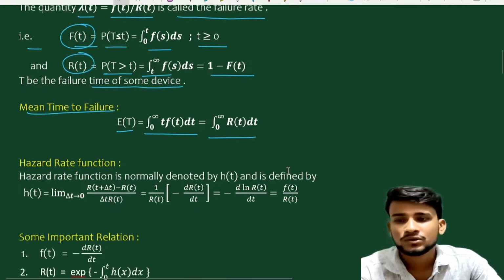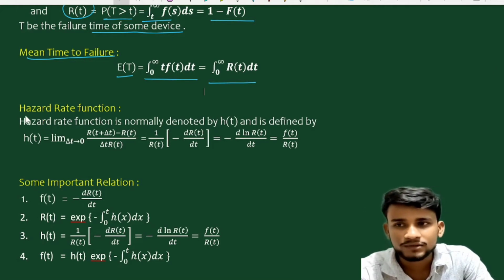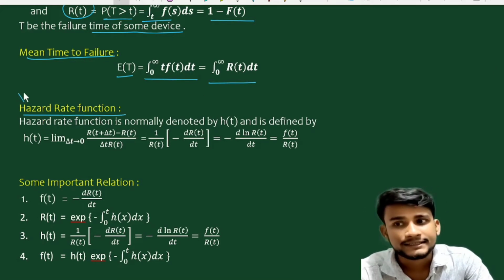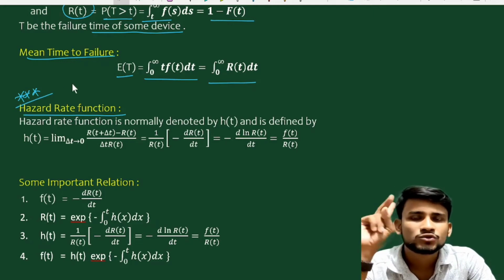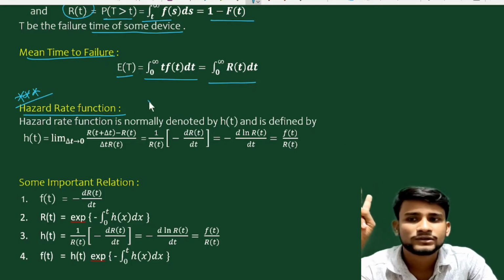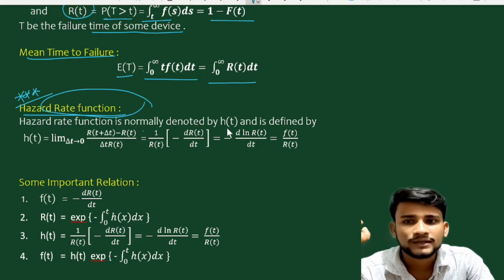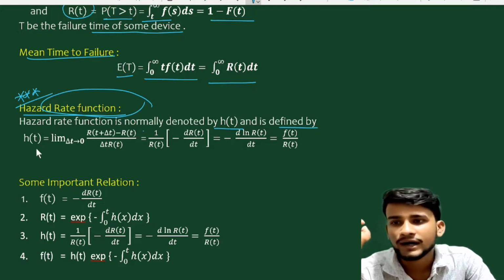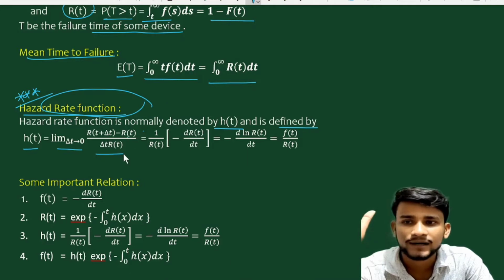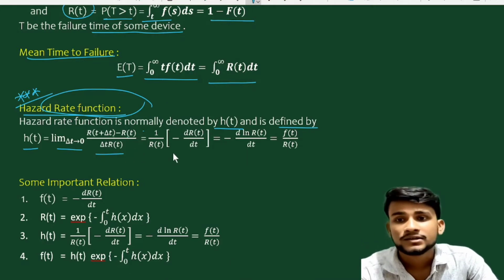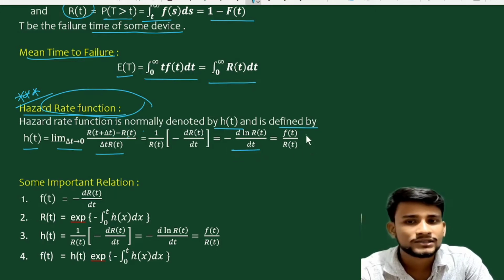Okay, so now let us come to another important topic, which is the hazard rate function. This is the most important thing in reliability theory. There are two types of questions, and one is based on this hazard rate function. So what is the hazard rate function? The hazard rate function is normally denoted by h(t) and is defined by h(t) equal to the limit as delta t tends to 0 of [R(t) minus R(t plus delta t)] by delta t into R(t). This is clearly equal to minus d ln R(t) by dt, which is equal to f(t) by R(t).